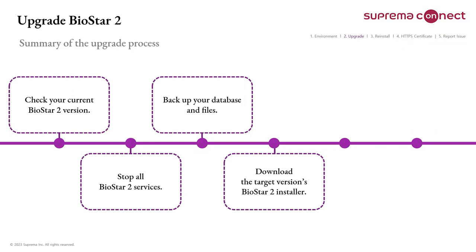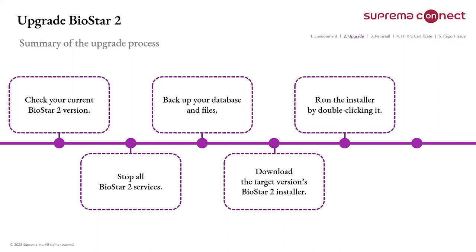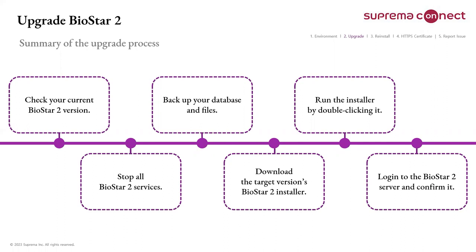Then download the target BioStar 2 installer. Execute by double-clicking. When running the installer, administrator privileges are required. Finally, log into the BioStar 2 server when the upgrade is complete and check whether the data is maintained well and the server is operating correctly. Please note that you should complete the upgrade in 6 steps like this.